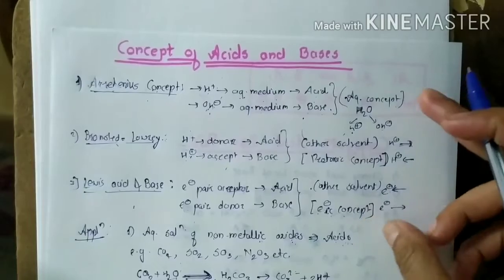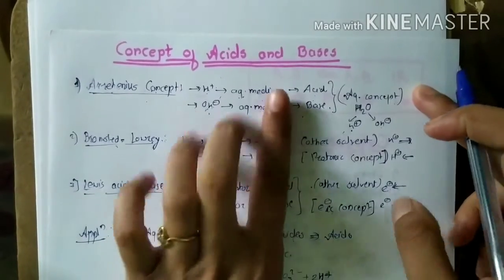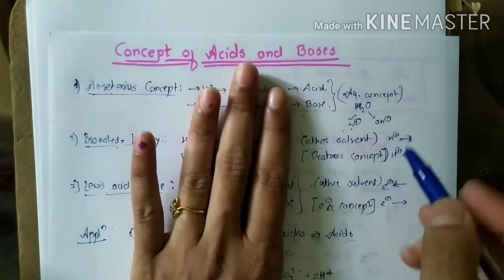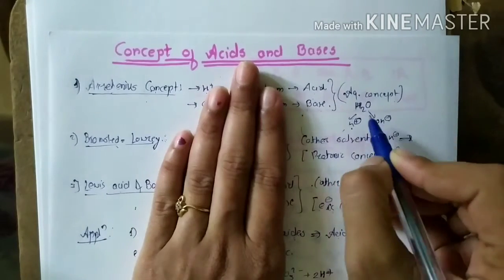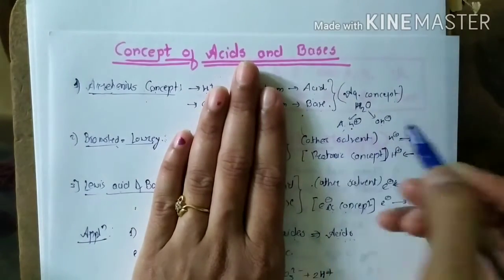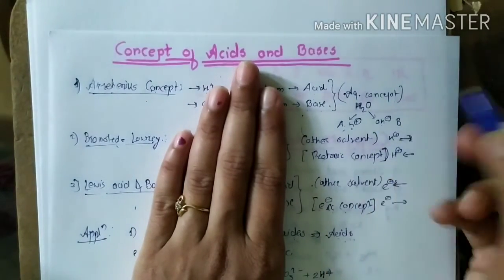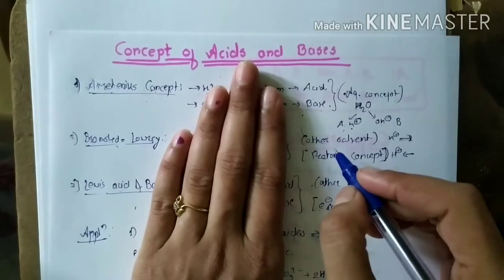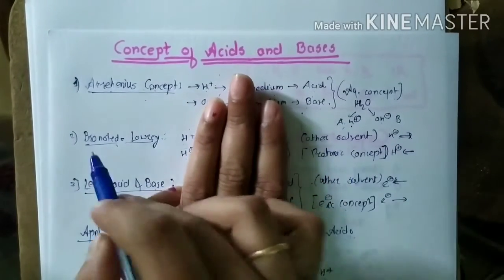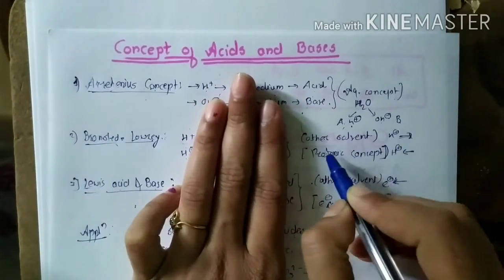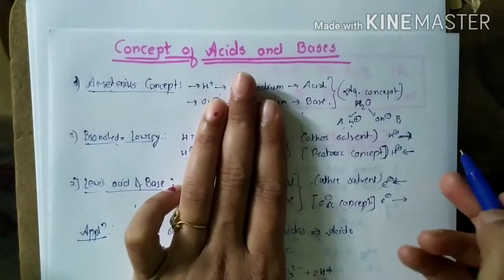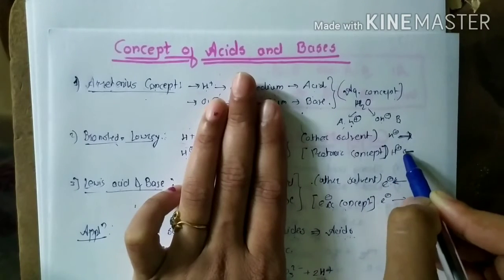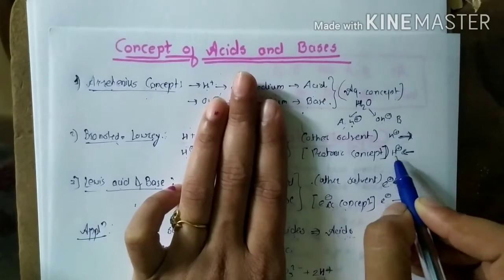To remember this, you have to know only this. If it is the aqueous concept, then we call it the Arrhenius concept. If it gives H plus ion, then we call it an acid, and if it gives OH minus ion, we call it a base. Now the next one, the Bronsted-Lowry concept. It is a protonic concept. If it gives H plus ion, then we call it an acid. If it accepts H plus ion, then it is called a base.